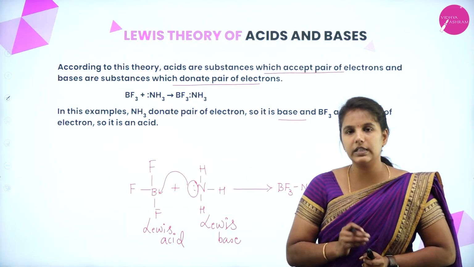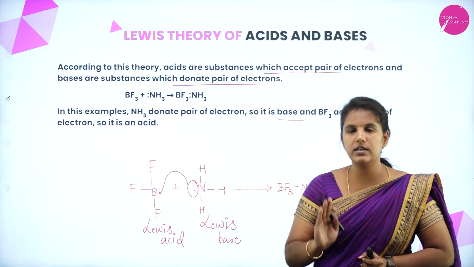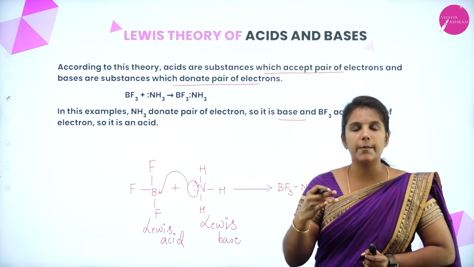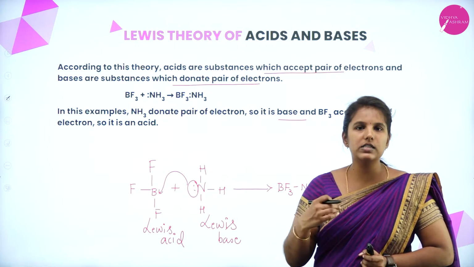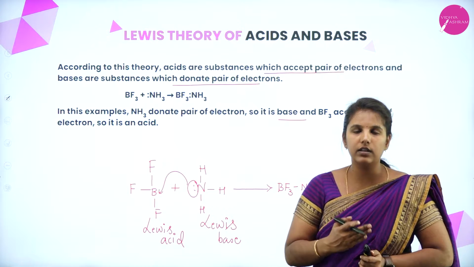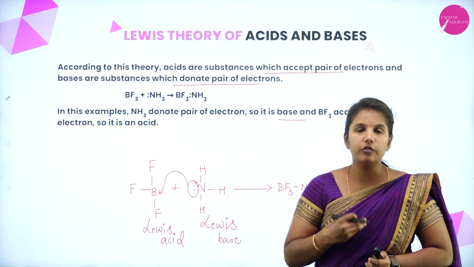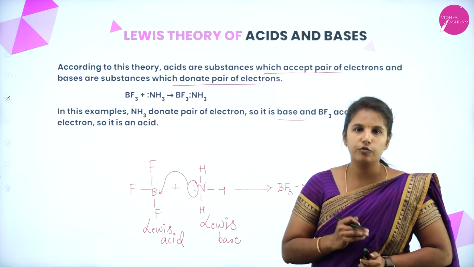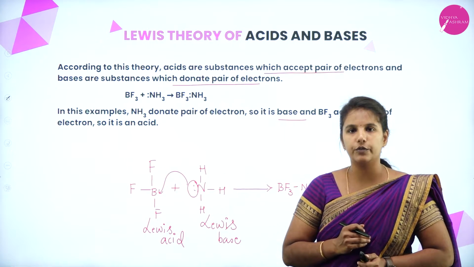Hope you all understood the three different theories of acids and bases. One is the Arrhenius theory, another one is the Bronsted-Lowry theory, and the last one is the Lewis theory. In all these theories, you should have the knowledge of defining acids and bases, and it is very important from the examination point of view.